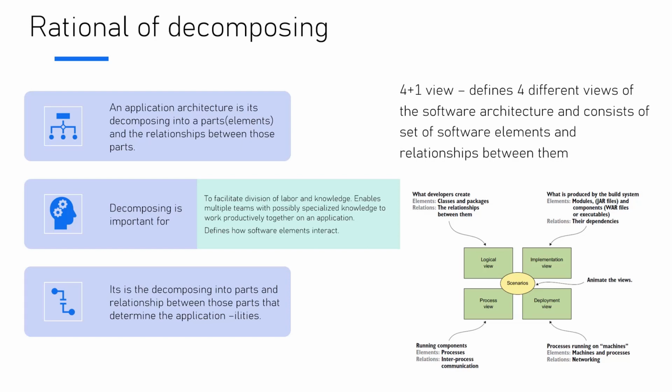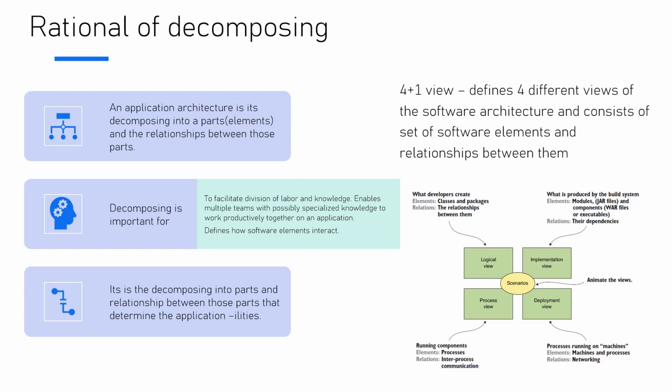So this is a very important piece. Now, going back a little bit more into the software history side of it, we've already seen the 4+1 view, which defines the four different views of the software architecture. It consists of software elements and relationships between them. So there's a logical view, there's an implementation view. The logical view is more classes and packages and relationships between them. The implementation view is what is produced in terms of build systems. It could be a jar, it could be a war, or it could be some kind of specific packaging in terms of how you want to use it.